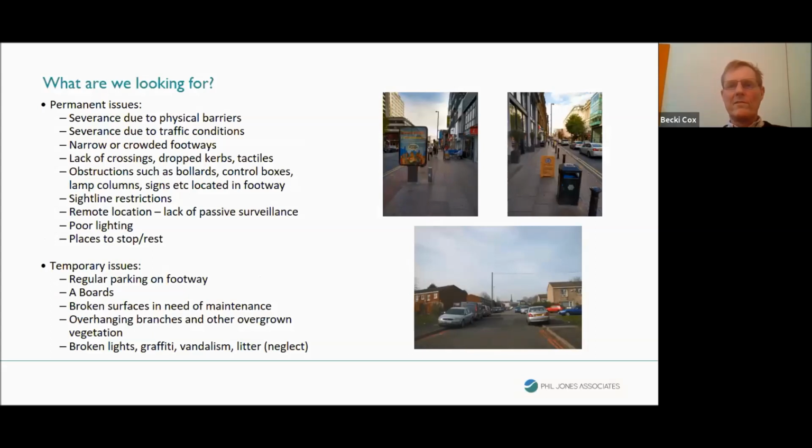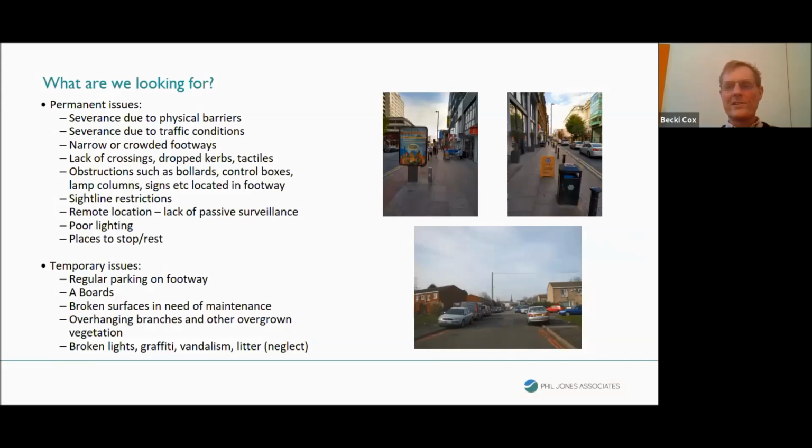When we're doing the walking route audit, things that we tend to look for are the permanent issues, which are the physical constraints and the physical attributes of the route, and that might be lack of crossings, lack of dropped kerbs, and obstructions in the footway. But the walking route audit tool also picks up temporary issues, which might happen pretty much every day, but they are still movable issues. So that might be parking on the footway, advertising boards in the footway, things that are just in need of maintenance. And that's been another criticism of the tool, that it doesn't necessarily differentiate between the two when you're doing the scoring.